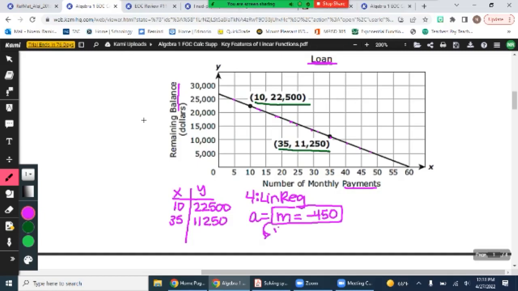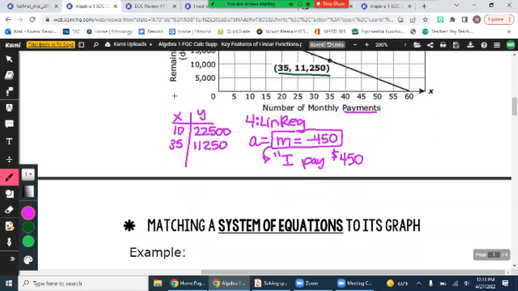So we're actually going to write that in sentence form. I pay $450. Even though it's a negative, I'm paying $450. This is slope per, there's my slope keyword, per month. So in the answer choices, you could see that I'm paying $450 per month.